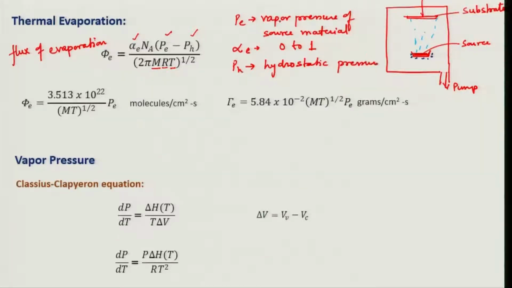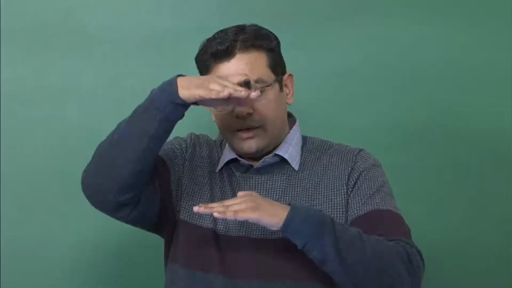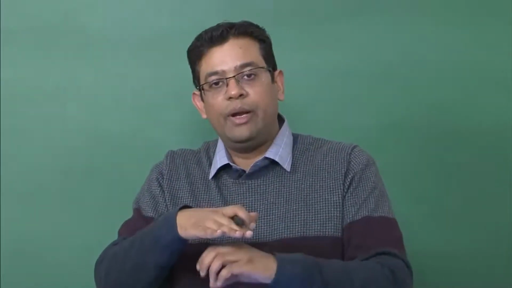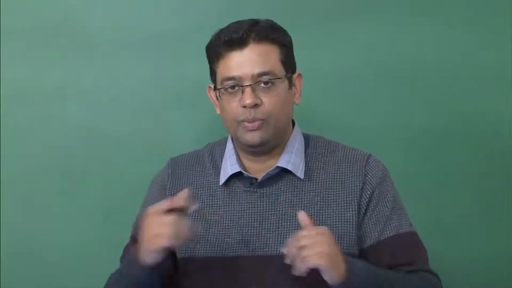So, Pe is the vapor pressure of the source material. Suppose you have aluminum here. So, this is the vapor pressure of aluminum only. If you have some other gases in your environment, which will create a hydrostatic pressure, a pressure imposed on the source, which will not allow aluminum atoms to leave. That is why there is a difference between the two pressures.